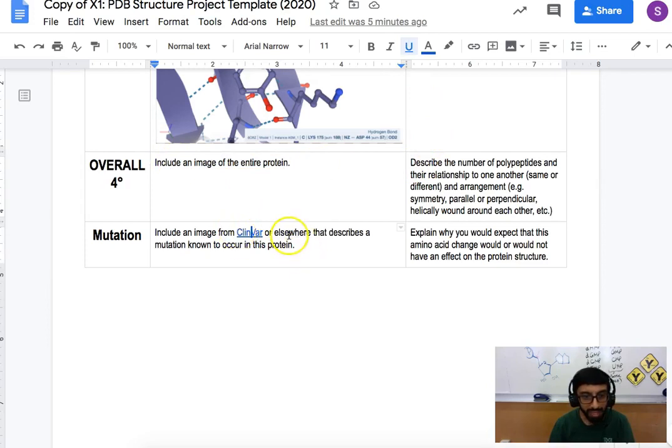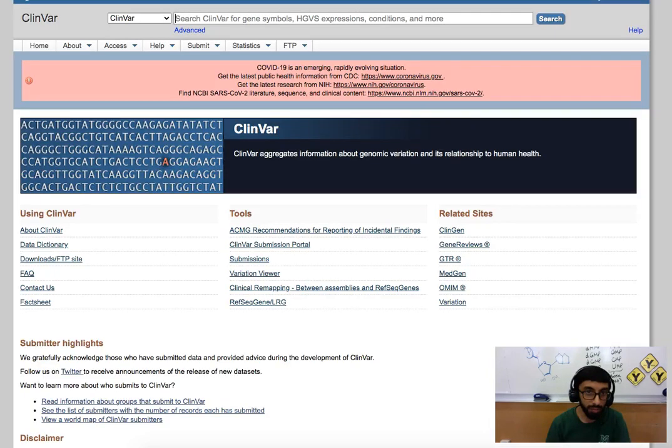Okay, the last step here is going to deal with something that we haven't talked about yet. We have generally talked about the idea of mutations in the DNA sequence or the gene sequence for a protein adjusting its structure. And that's what I want you to think about in the last part of this project. So we're going to go to a site called ClinVar. And this is going to be for anything that is a human protein.